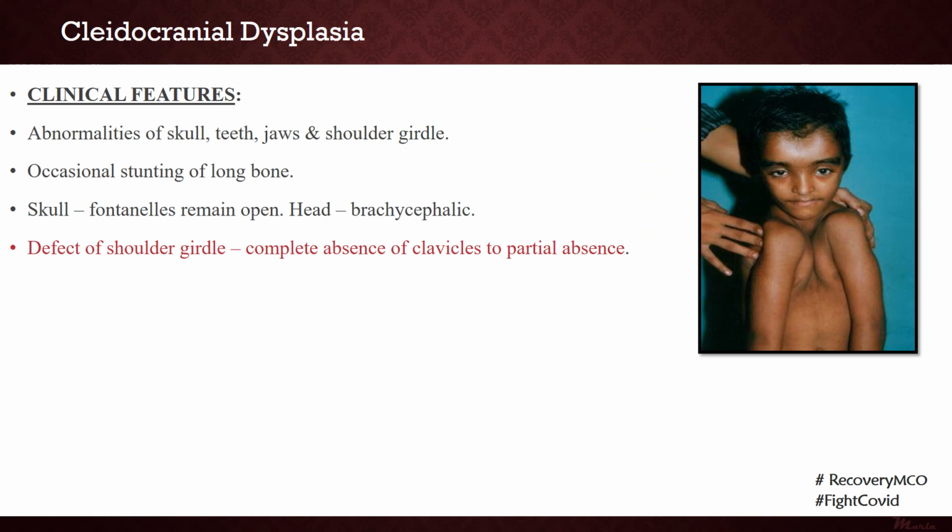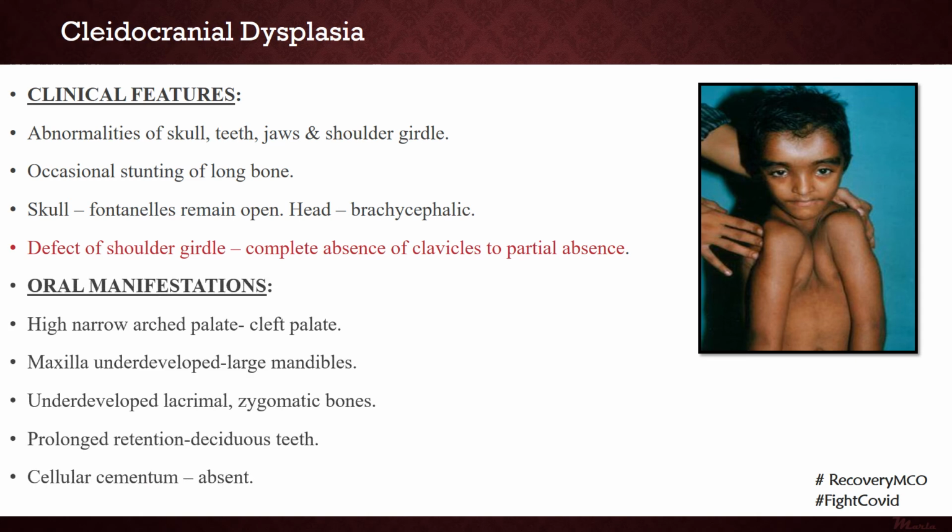Cleidocranial dysplasia is another genetic bone deformity which includes abnormalities of the skull, teeth, jaws and shoulder girdle. The most significant defect is involving the shoulder girdle, such that there is complete absence of clavicles or partial absence may be seen. The characteristic feature is that because of this absence of clavicles, the patient will be able to approximate the two shoulders towards the midline.